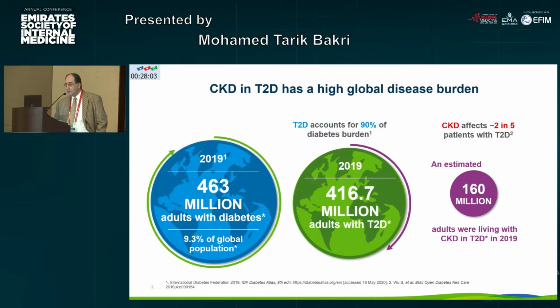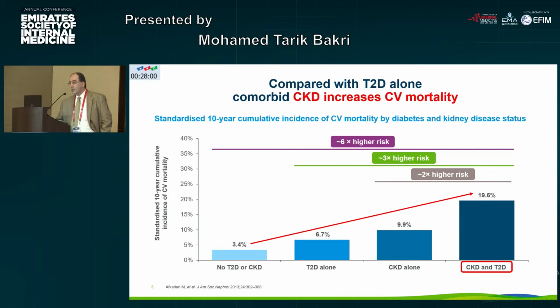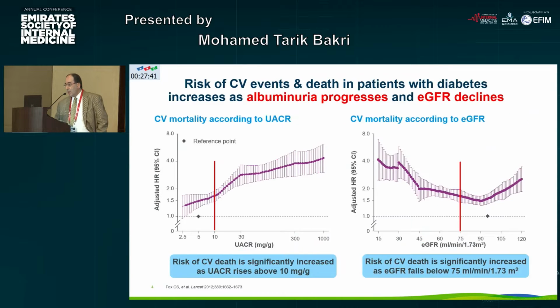You can see it's about 2 out of 5 patients who will have some kind of CKD in different stages. And we know it's very important because CKD in type 2 diabetes increases the risk of mortality. If a diabetic patient develops any kind of CKD, they have a 6 times higher risk of dying compared with no type 2 diabetes or CKD. And it's a really progressive disease, and the risk of cardiovascular disease increases depending on the progression of the disease.